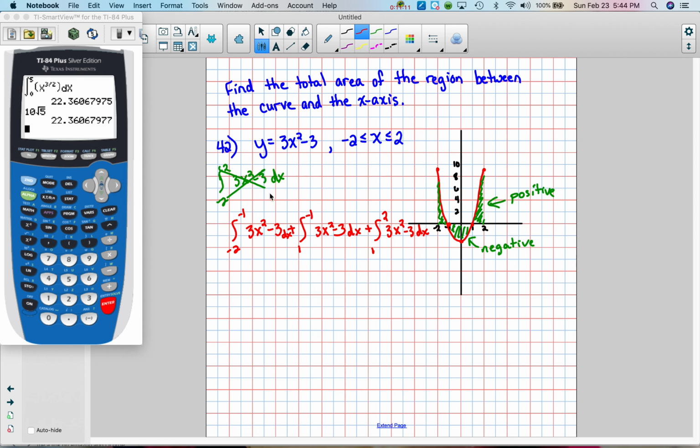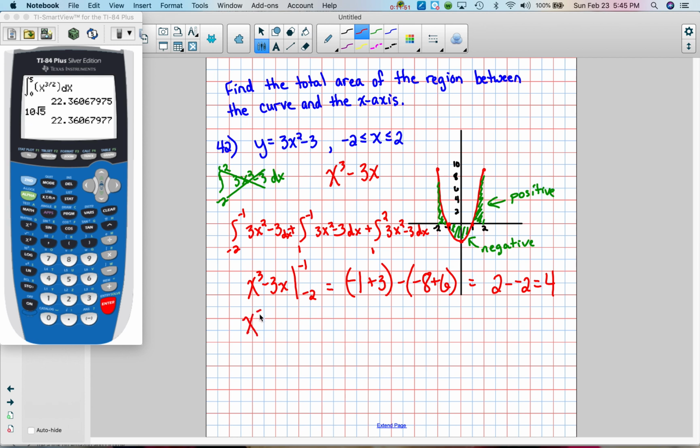So going on from there, the antiderivative of this function is just going to be x cubed minus 3x, and that's going to be true for each piece. So we're going to have x cubed minus 3x evaluated here. When we do that portion, we'll have a -1, plugging in here, plus 3, minus a -8 plus 6. So that gives me a 2 minus -2, which is 4.